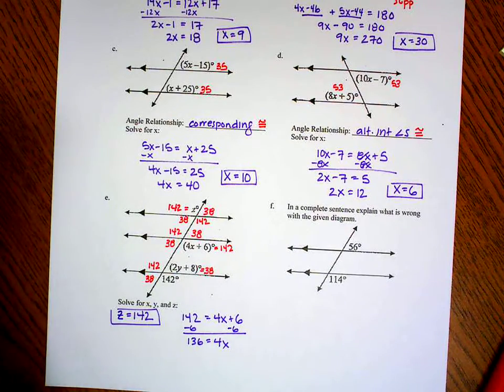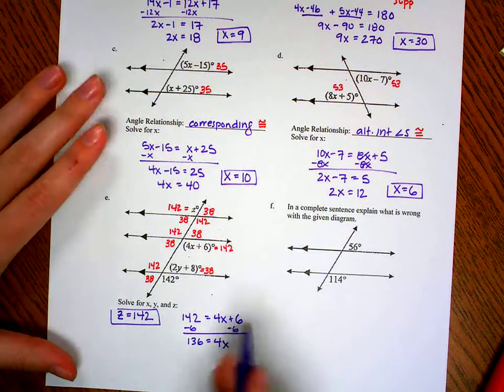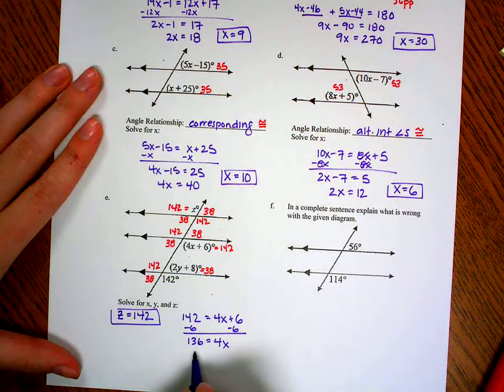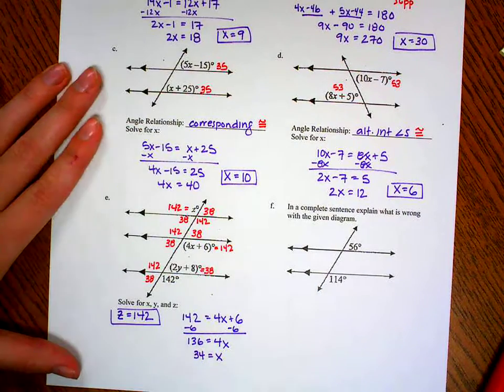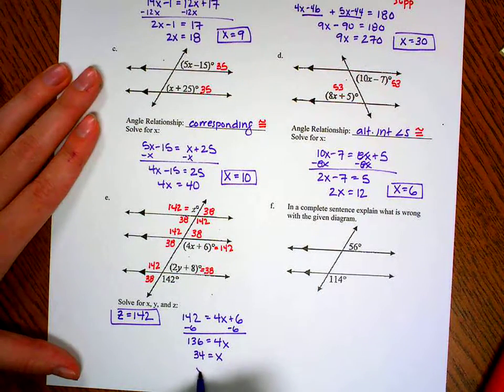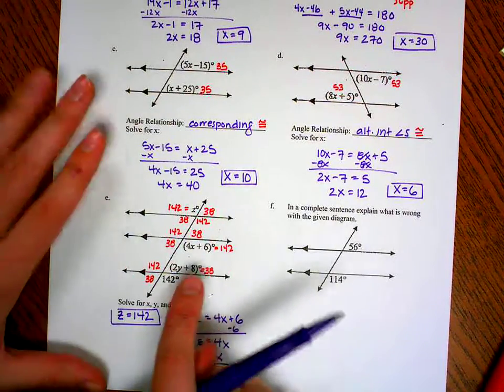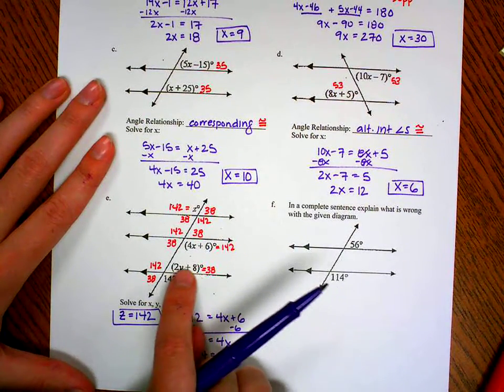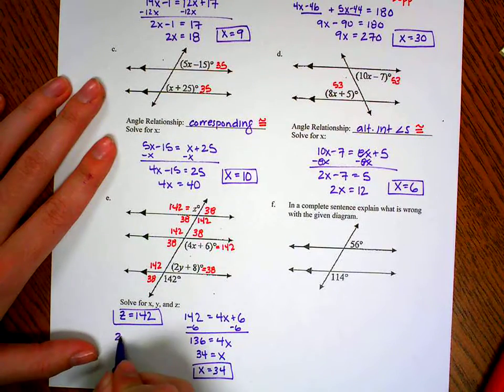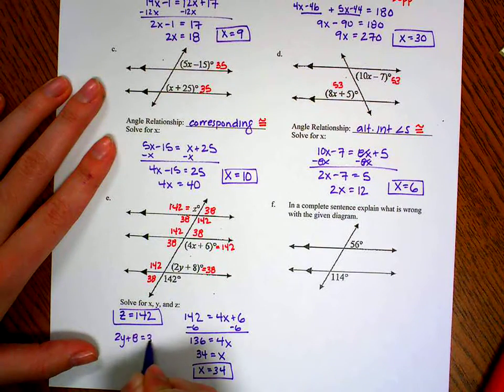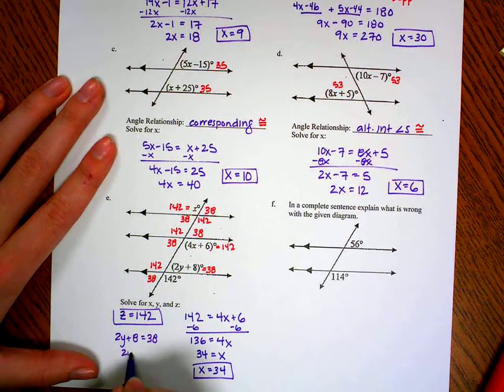Old calculator. 34. So that gives me x equals 34. Or we could say 34 equals x, and remember it's the symmetric property that says we can change the sides, change the order. Okay, let's do our last pair. Now we need to solve for y. Well, we already know this angle equals 38 degrees, so we can say that 2y plus 8 equals 38. I'm going to subtract 8 on both sides, and then divide both sides by 2. There's my value of y.